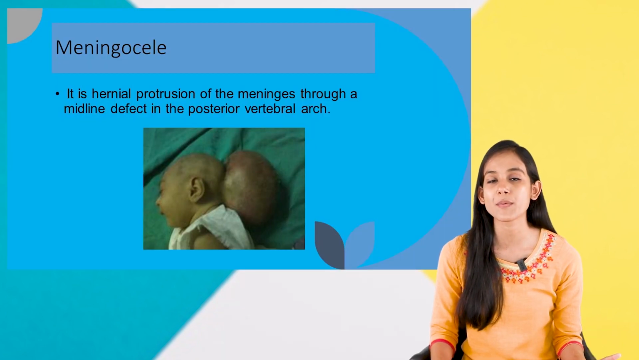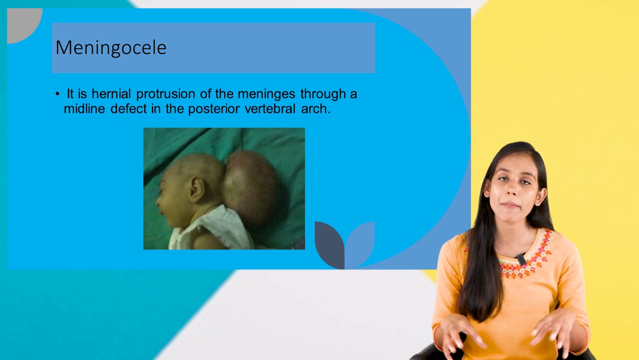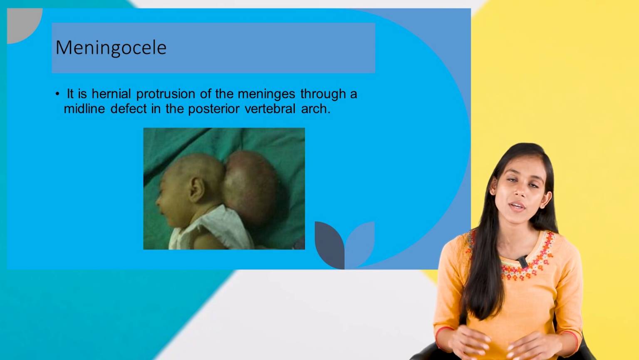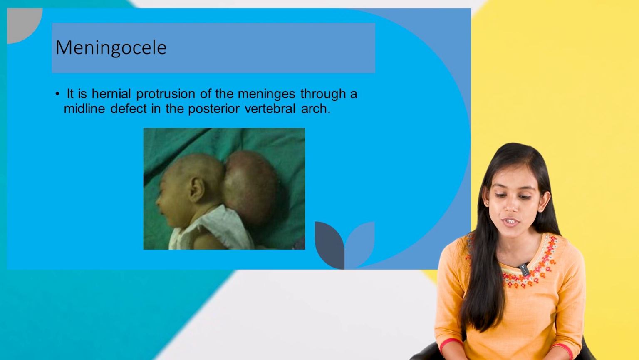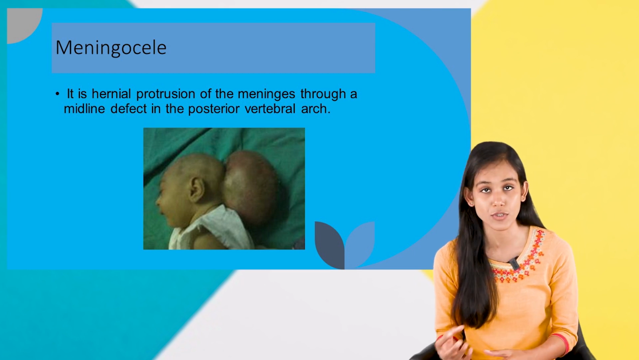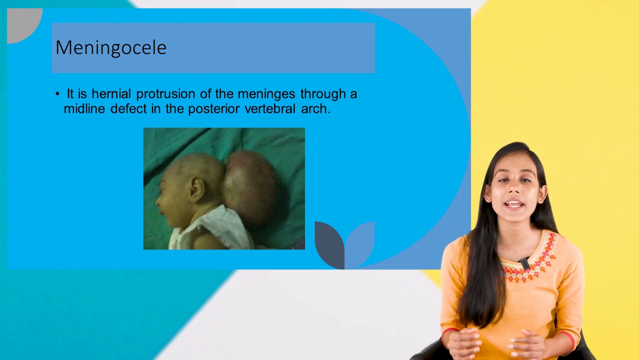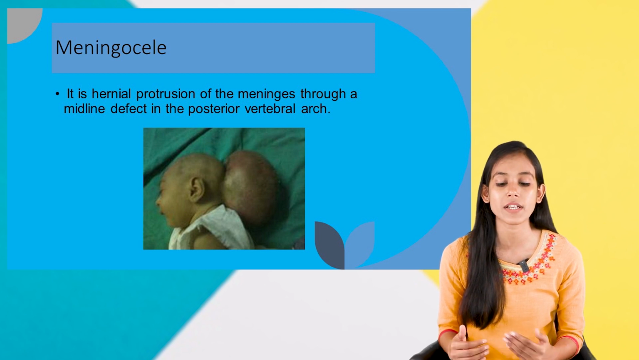Then next we have spina bifida cystica, which we already know can be classified into two major groups: the first is meningocele and the second is meningomyelocele, right? First we will see meningocele. Meningocele is a hernial protrusion of the meninges. There is protrusion of the meninges through a midline defect in the posterior vertebral arch.